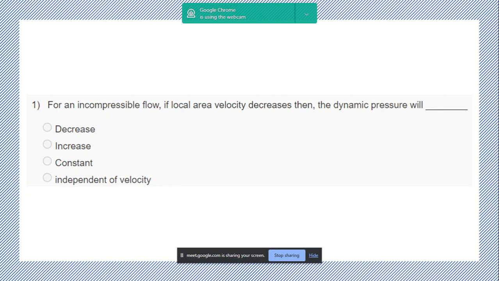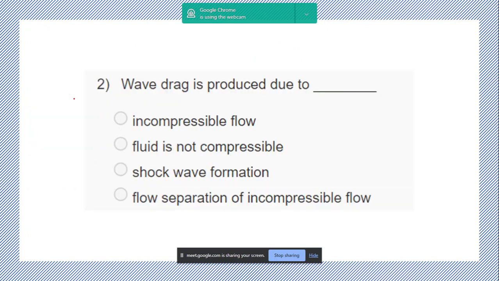For an incompressible flow, if the local area velocity decreases, the dynamic pressure will... The dynamic pressure is nothing but Q, right? So you have Q is equal to half rho V infinity square. If the local area velocity decreases, what will happen to Q? Decreases, yes. It's fairly straightforward.